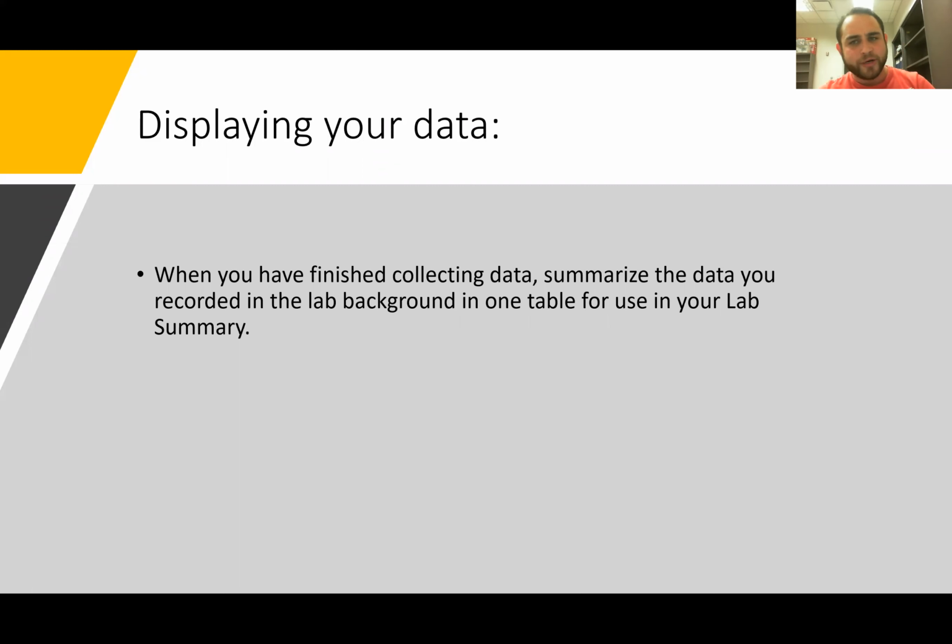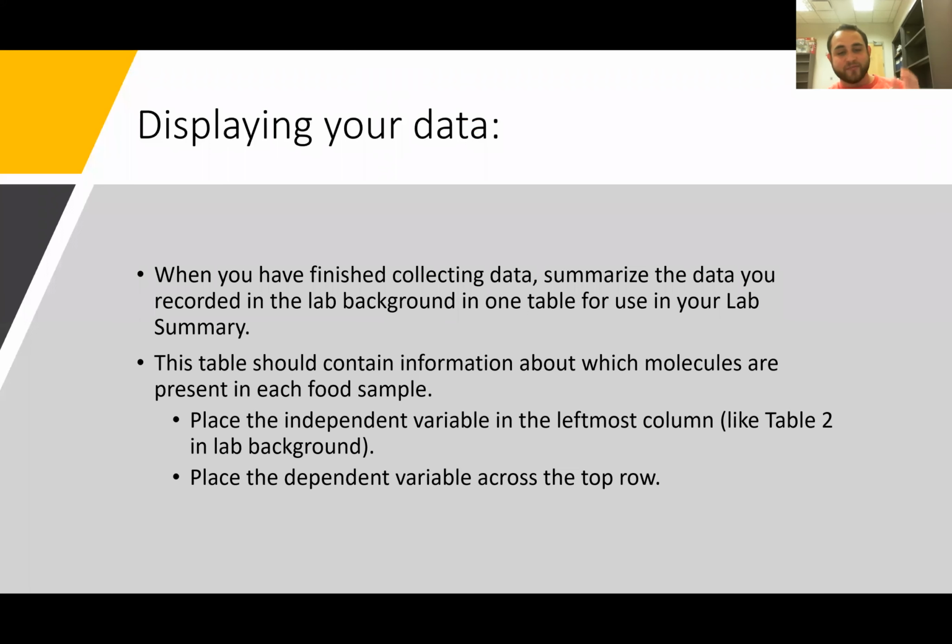in your lab summary. How is that final table gonna be structured? Well, our independent variable will be placed in the leftmost column, meaning that our independent variables, our types of food, are gonna be in the column: hot dogs, milk, energy drink, tofu. And then our dependent variables are gonna be on the top row. So we're gonna have sugars, starch, lipids, proteins, and then we're gonna fill the table out.